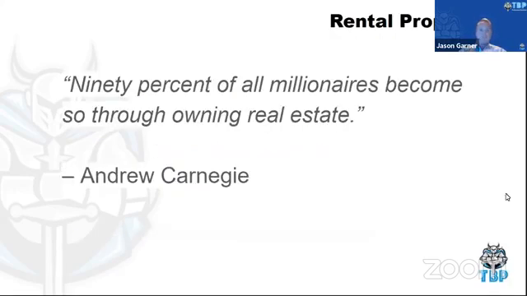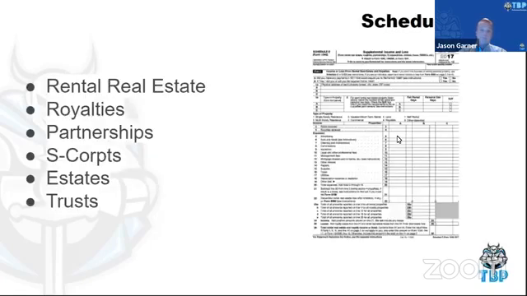We'll start with a quote: 90% of all millionaires become so through owning real estate. And someone who knew a little bit about making money said that, Mr. Andrew Carnegie. So there's a lot of money to be made in real estate, and a lot of people are interested in real estate. Even with the COVID pandemic, our housing market has roared back, so a lot of people are interested. A lot of you are already seeing returns with rental properties, and I think we're just going to see more and more.